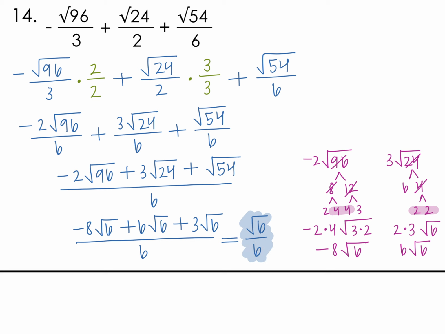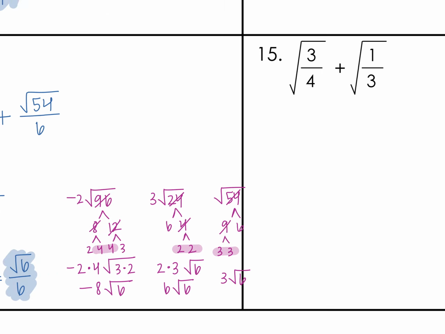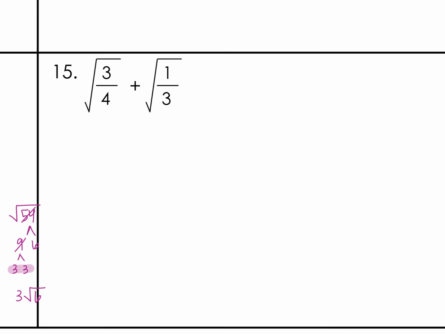All right, our final problem, number 15. Okay, so for 15 here, I'm going to take these fractions under the radical and I'm going to separate them into the square root of 3 divided by the square root of 4 plus the square root of 1 divided by the square root of 3.